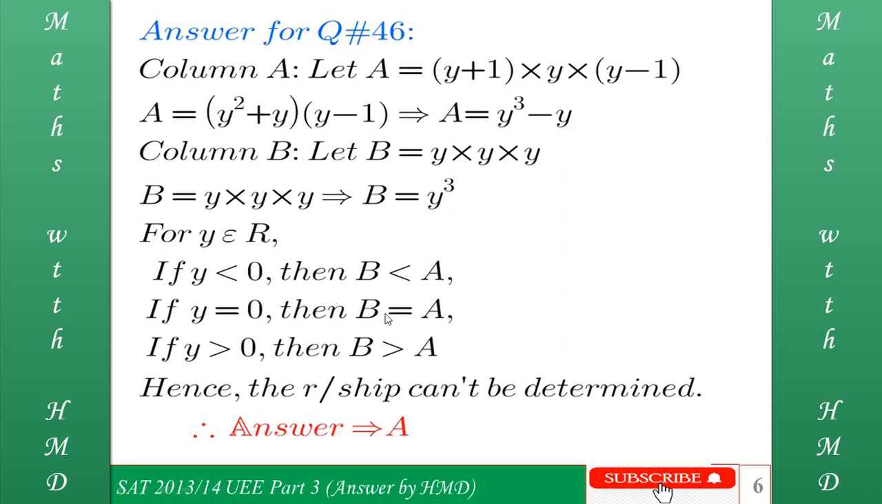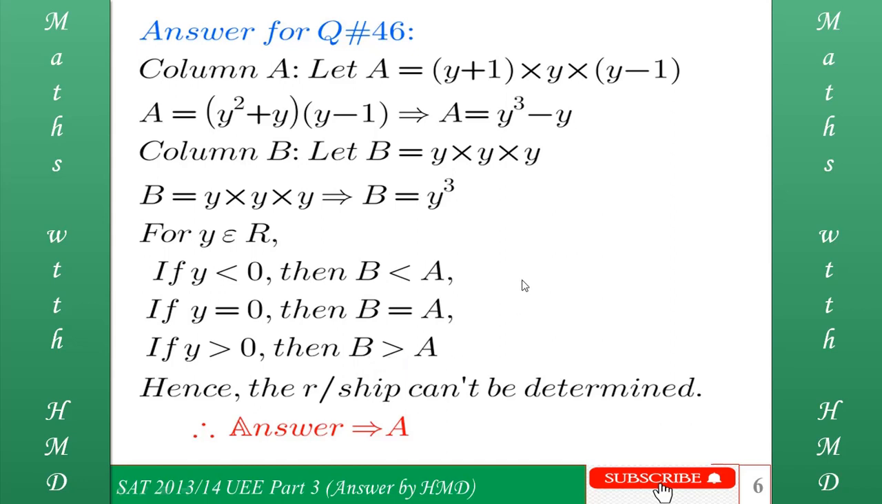But if y is equal to 0, then you can substitute 0. 0 minus 0 is 0, and 0 cubed is again 0. So this implies B is equal to 0. Both the quantities in A and in B are equal and have the value 0. And if y is greater than 0, or if y is an element of the positive real numbers, then the quantity in B is going to be greater than the quantity in A.